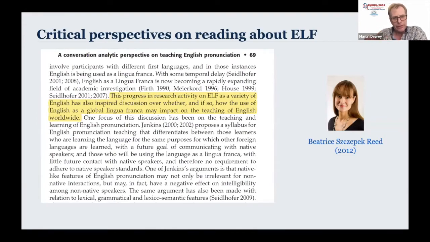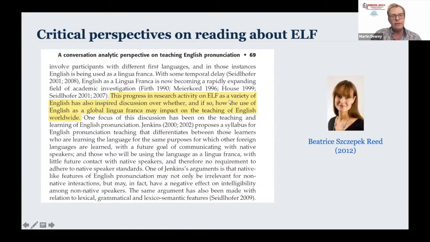And the point I make is that if this is the first time you've encountered the concept of ELF and you were reading this article, essentially what you're reading is a slight misrepresentation of ELF research activity. So there's an article by Chepek Reed, who is in fact my head of school at King's, so he's a colleague of mine. And she talks about the progress in research activity in ELF, but refers to ELF several times in the article as a variety of English.